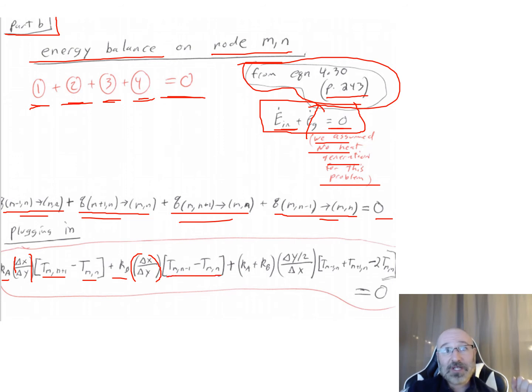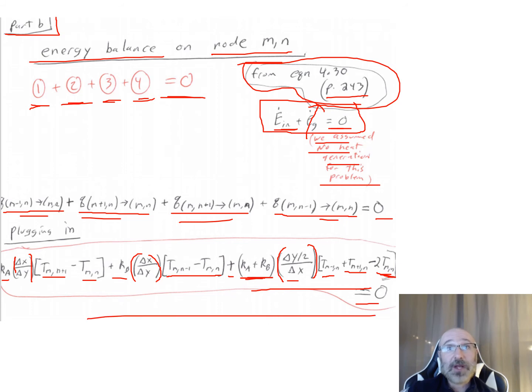minus the temperature of our center temperature there, plus now our combined K of A plus B, times our delta Y over 2 over delta X, times now that temperature difference of T of M minus 1,n plus T of M plus 1,n minus 2 times our T_M,n. We combine those all together for those last two terms. It's all equal to 0. So this is what they asked us to solve for in part B, was to come up with that expression for our energy balance on that center node M,n, utilizing what we solved for in part A.